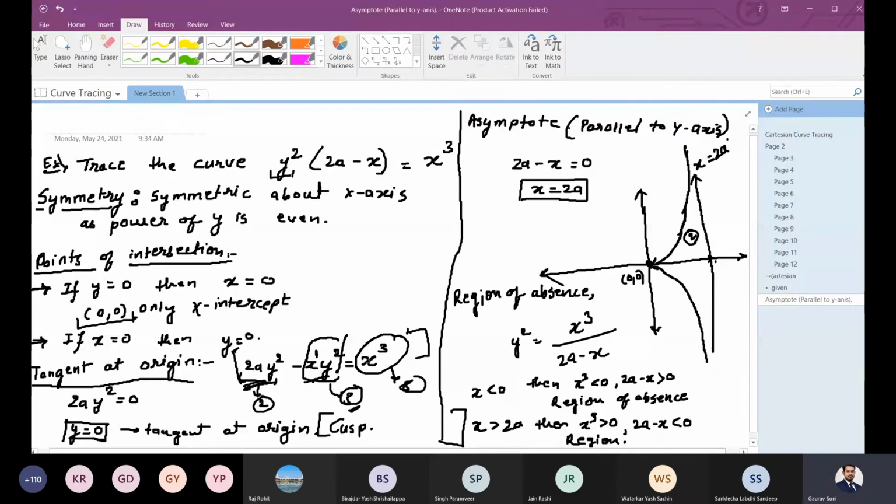The right hand side, the power of x is 3. So to find the tangent at origin, what we do is we equate the group of lowest degree term to 0. The lowest degree term in this is 2. So this complete group I have to equate it to 0. So 2a y square I have equated it to 0, which means that y equal to 0.